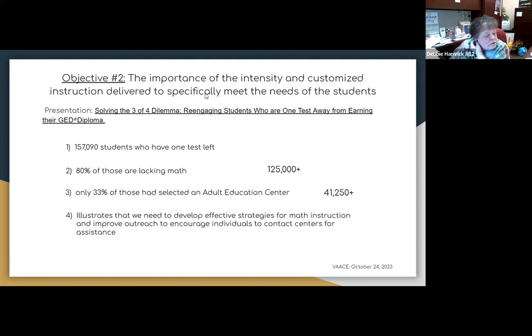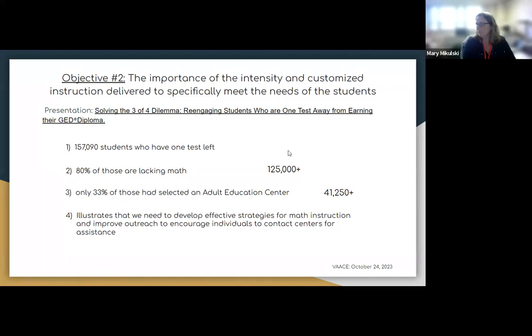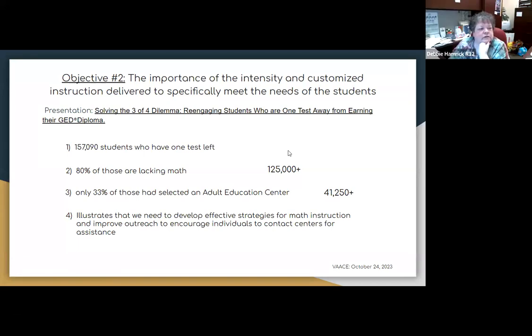Mary, would you be willing to put your contact email in the chat? Sure. And Jeffrey put the website for Light and Salt Learning on there.